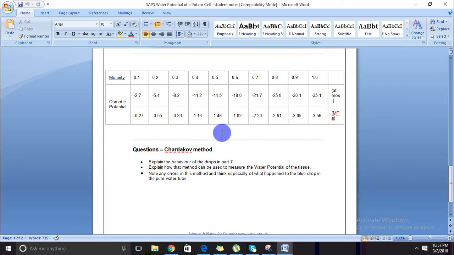And for the first method, explain the behavior of the drops in part 7, how that method can be used to measure the water potential, because of one for which there would be no movement. That means there wasn't any movement of water for that test tube and that potato. So that was the water potential of the potato. Note any errors in this method and think especially of what happened to the blue drop in the pure water tube.